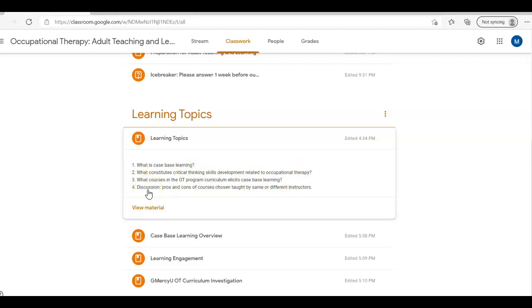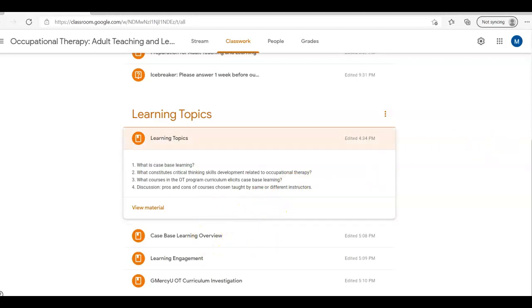We're going to look at our OT program curriculum and what courses would be appropriate for implementing case-based learning. And then we're going to talk about those courses, specifically 3 of them, but we also want to determine whether the same instructor should teach those 3 courses, or whether it would be advantageous to have different instructors teach those courses.